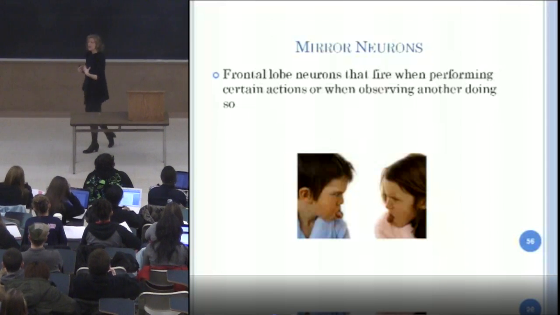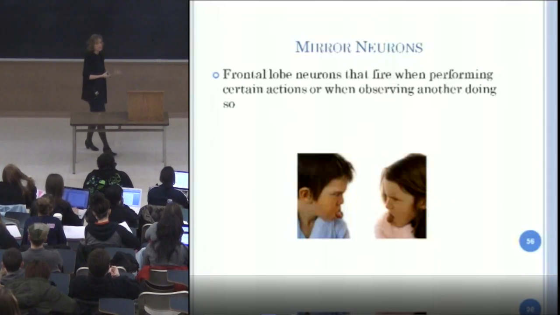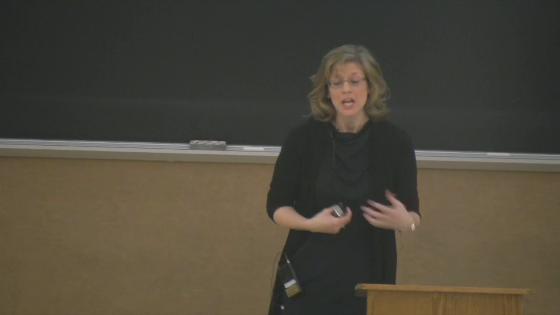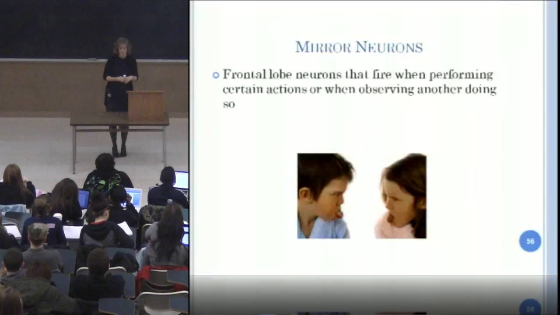Interestingly enough, people with autism, a neurodevelopmental disorder which is marked by communication difficulties among other problems, seem to have real deficits in these mirror neurons, which may explain why people with autism have difficulty understanding the emotional experiences of other people.